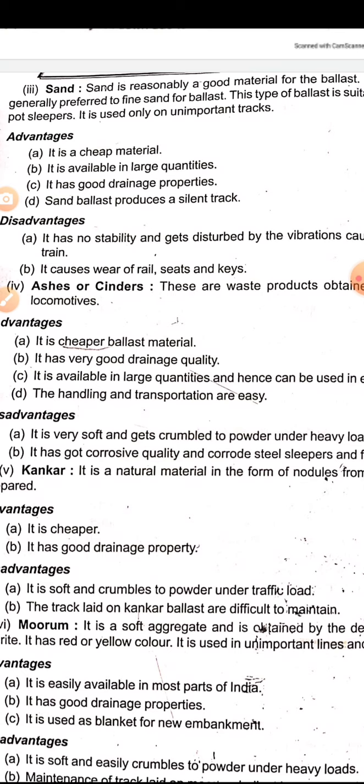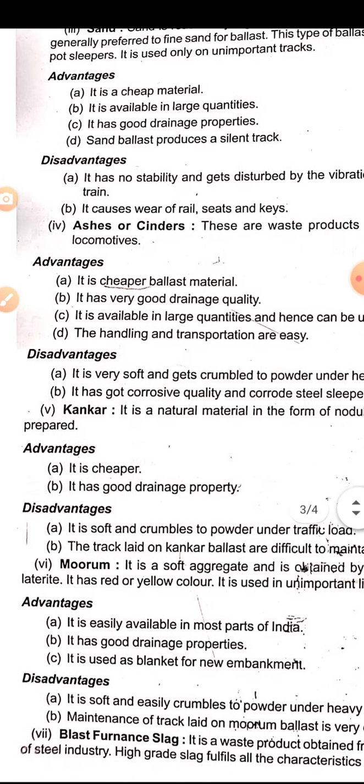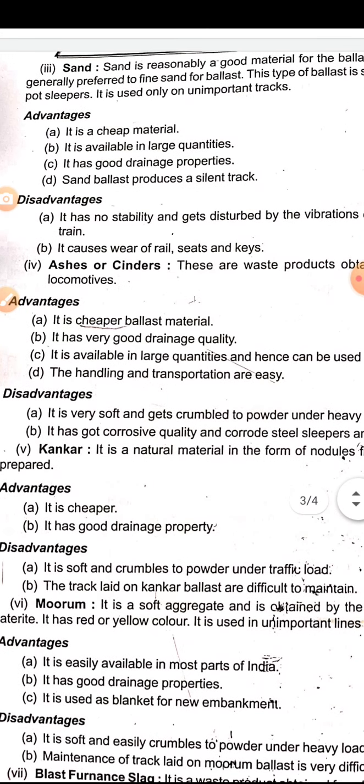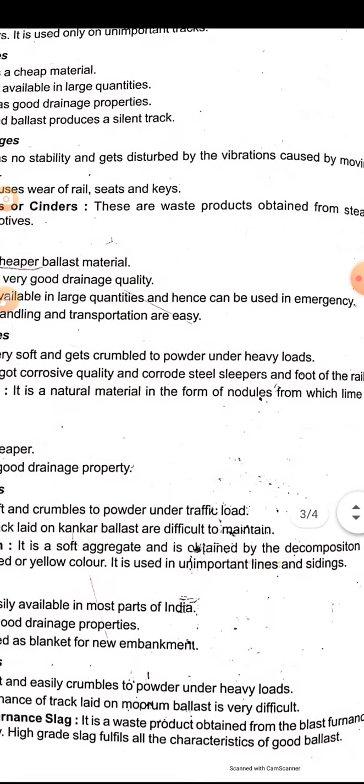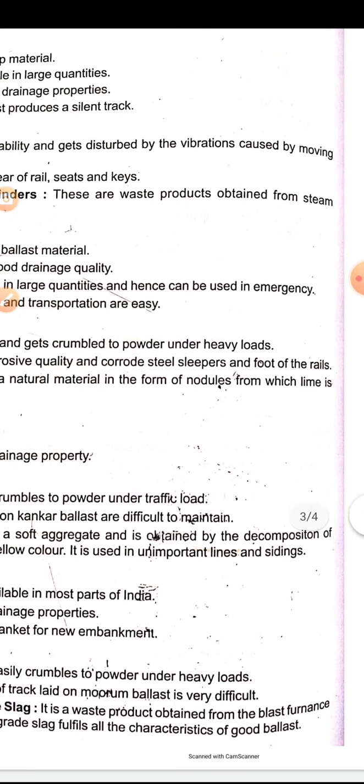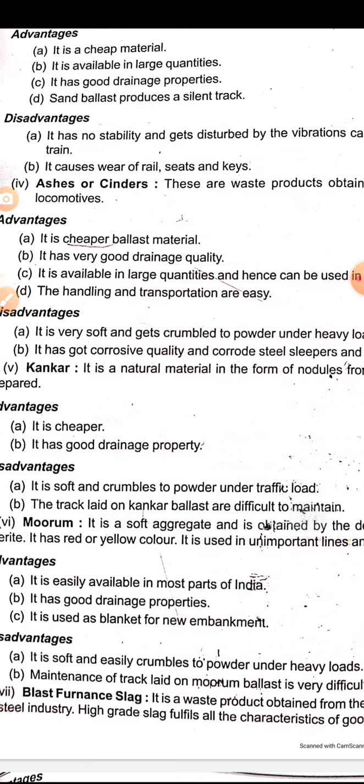It is used only on important tracks. And it also has advantages and disadvantages. It is a cheap material, it is available in large quantity, it has good drainage properties. Sand ballast produces a silent track. Disadvantage: it has no stability and gets disturbed by the vibration caused by moving trains. It causes wear of rails and seats and chairs.